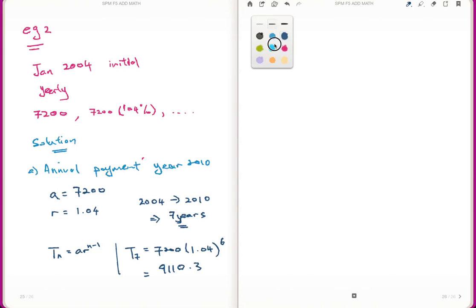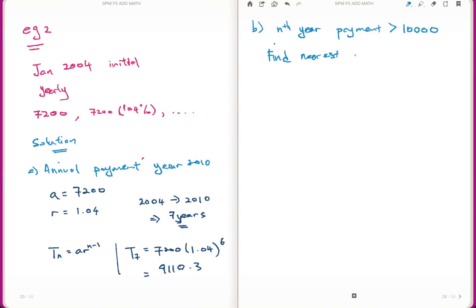Next, part b. We ask for the n-th year where the payment exceeds 10,000. Find the nearest value of n.